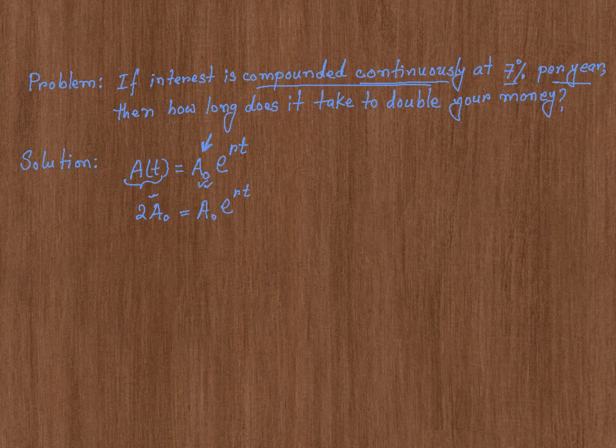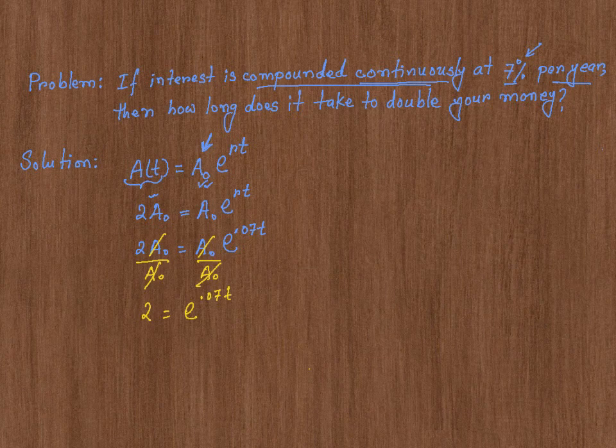Now, r is given to be 7%. If you express it in decimal, which you have to do, it is going to be 0.07. So it's going to be 2 A sub 0 is equal to A sub 0 times e to the power 0.07 times t. Now I can divide both sides of this equation by A sub 0 to get rid of the A sub 0. This and this cancel out, that gives me 2 is equal to e to the power 0.07 times t. Now I need to solve for t.